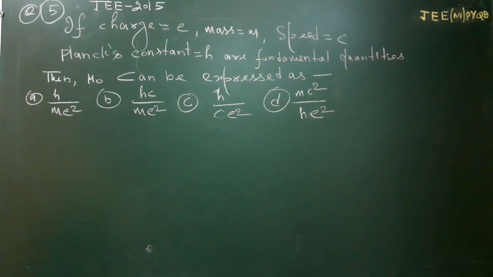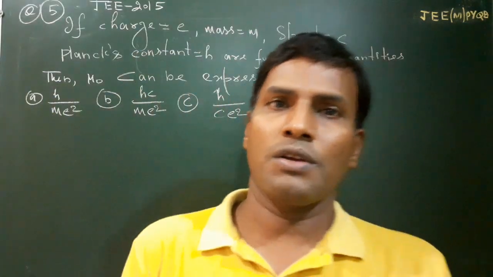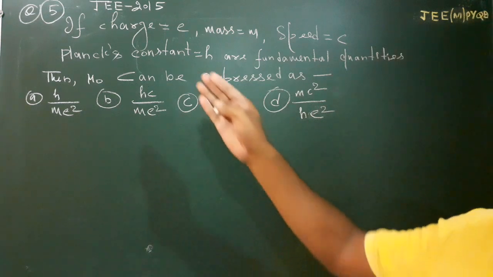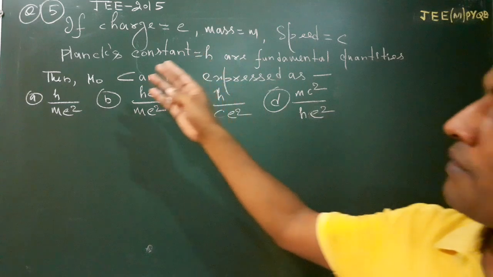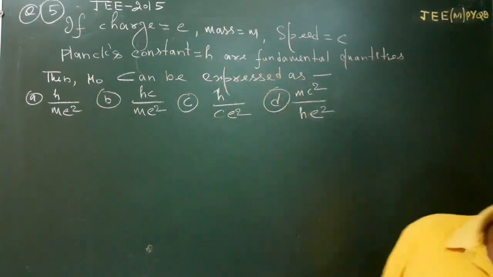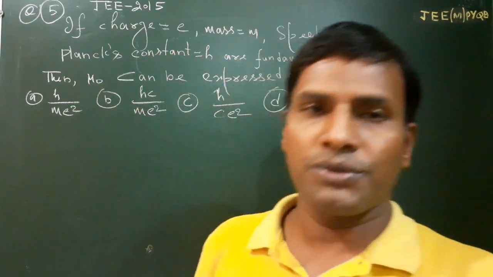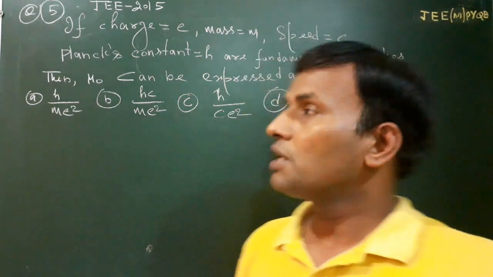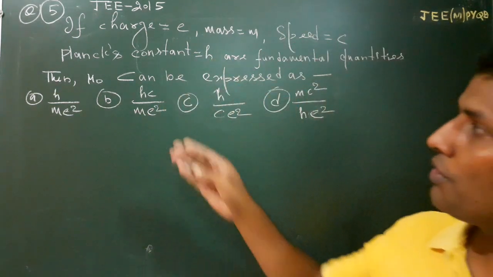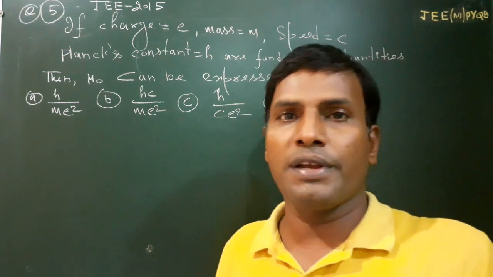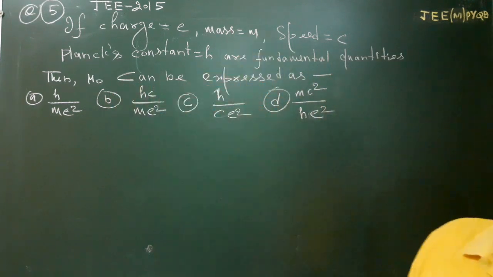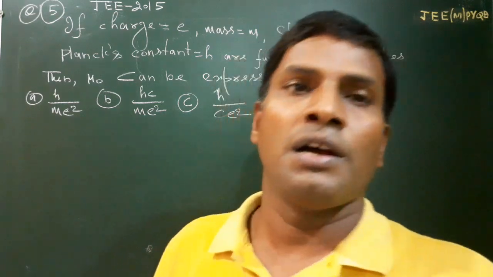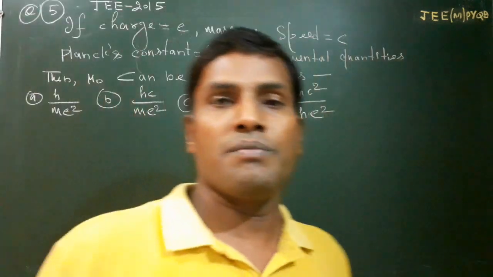Now this is the fifth question, JEE 2015. In this question, it is given that if charge Q, mass M, speed C, and Planck's constant H are fundamental quantities, then we have to express mu naught in terms of these fundamental quantities. You know mu naught is magnetic permeability, so we need to calculate the dimension of each term, and then you can apply the homogeneity principle.